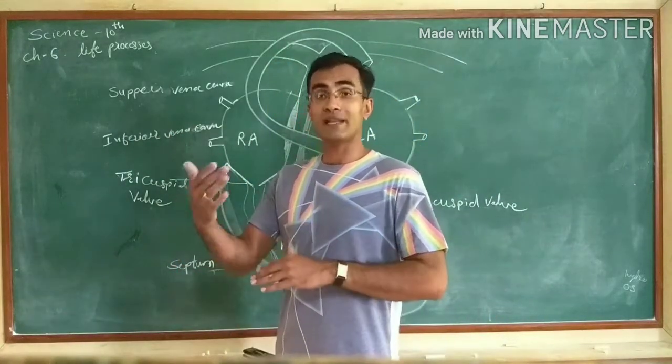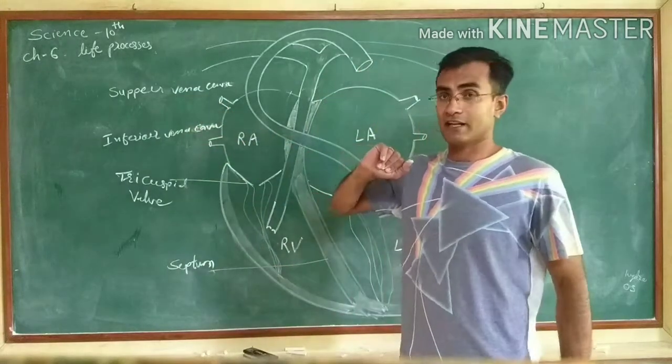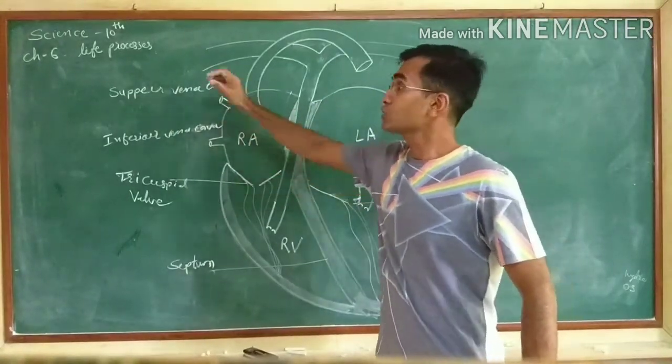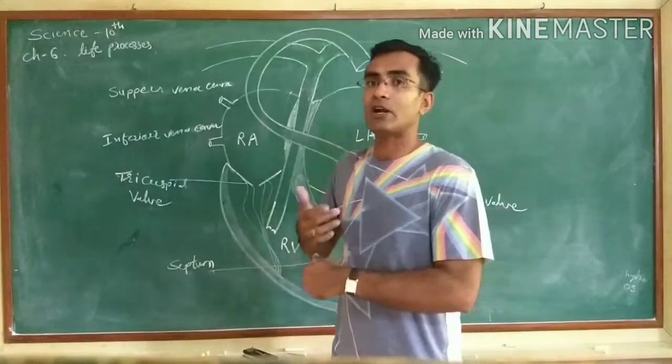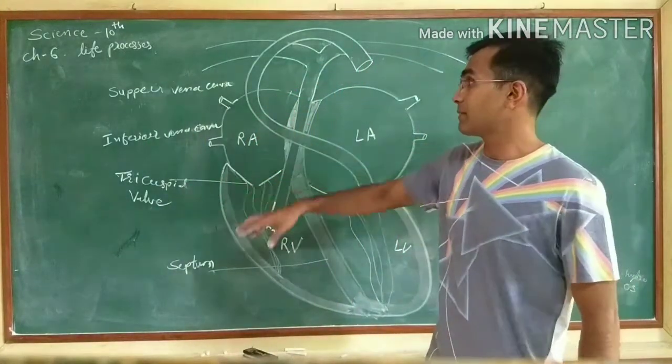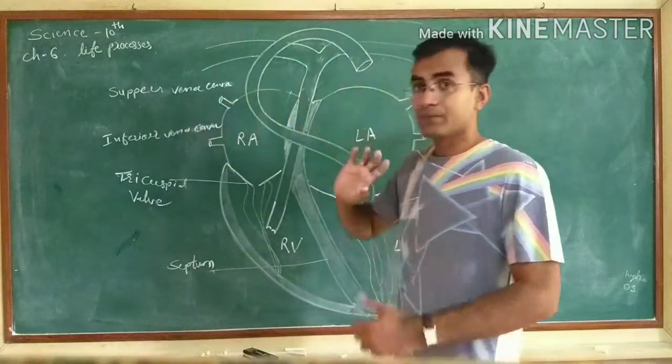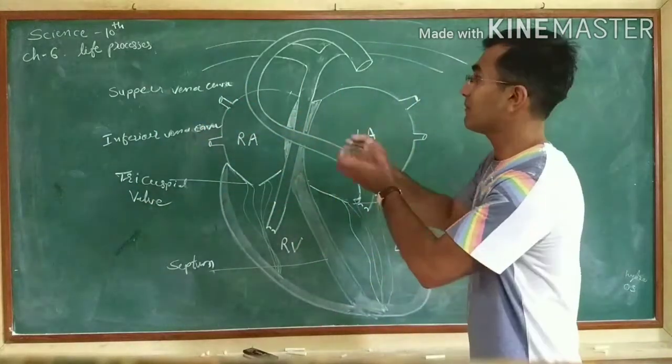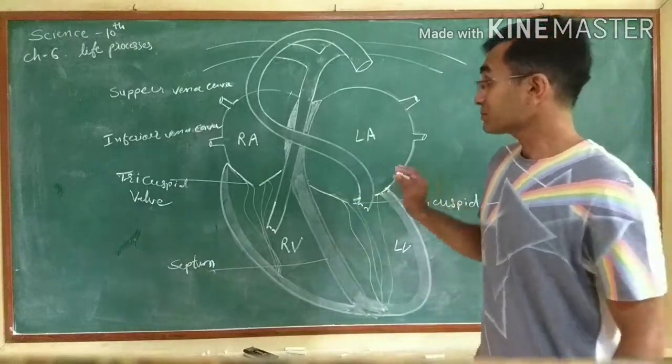First, superior vena cava and inferior vena cava. Superior and inferior. Superior vena cava brings the blood from the upper body part, whereas the inferior vena cava brings the blood from the lower body part. That blood now comes over here. The function we'll talk about later, we'll just mark the diagram first.